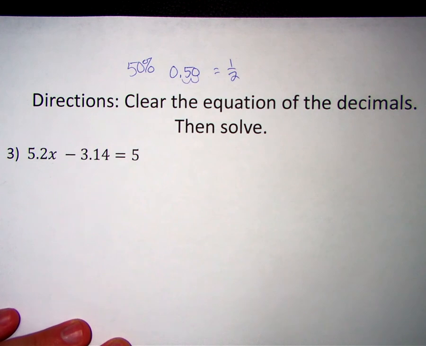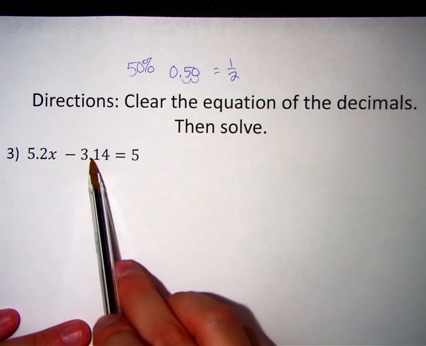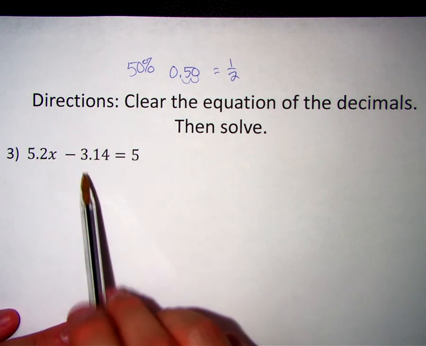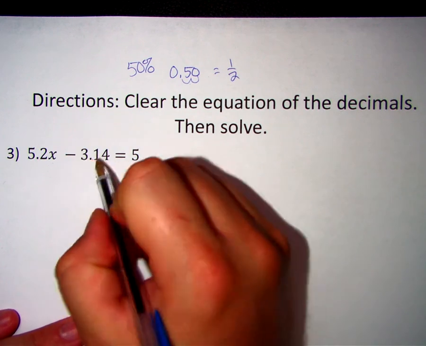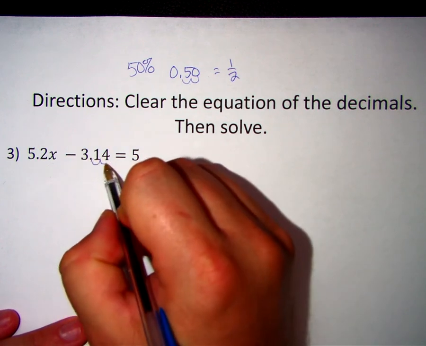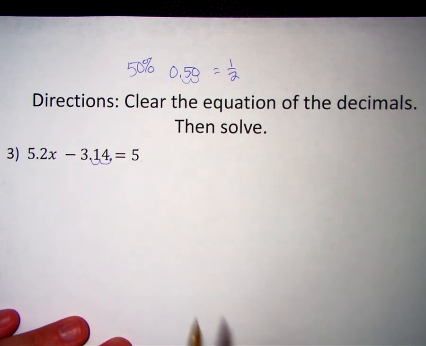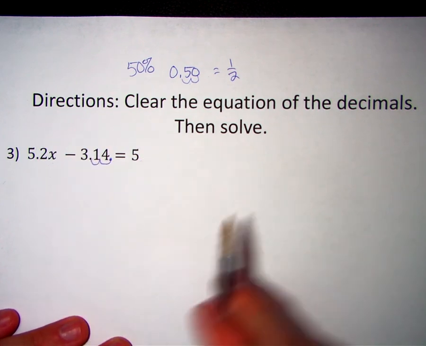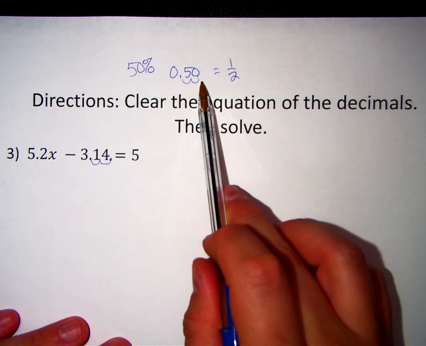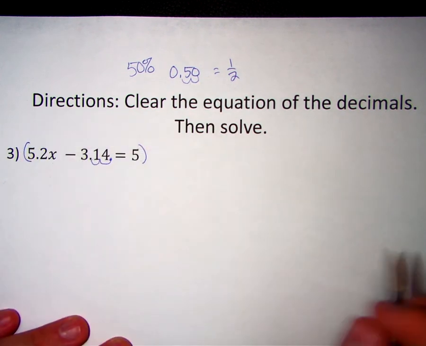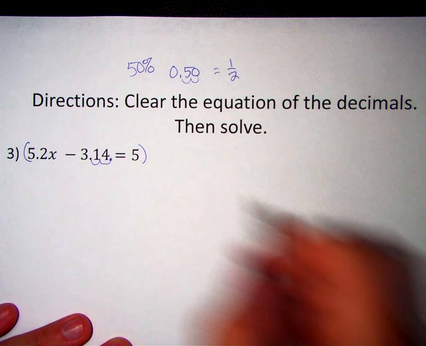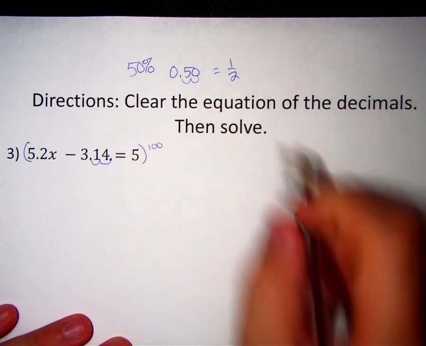Anytime we're trying to clear decimals, we want to look at the decimal that has the most number of values following it. And that's going to be our 3.14 here. How many times do I have to move the decimal point to make this a whole number? Well, I need to move it 2 times. So just as we discussed above, in order to move it 2 times, I'm multiplying that value by 100. In the case of an equation, I'm going to multiply the entire equation by 100.